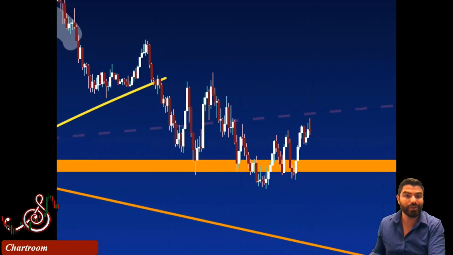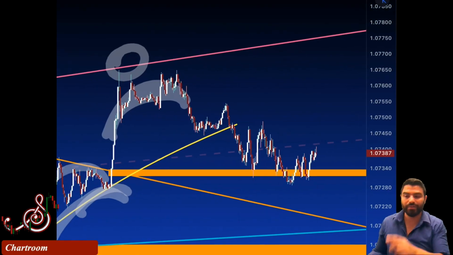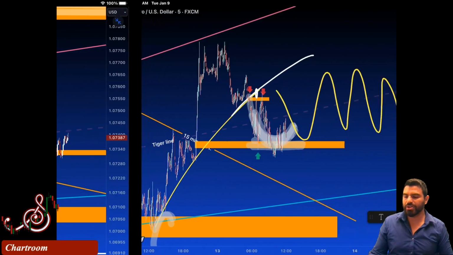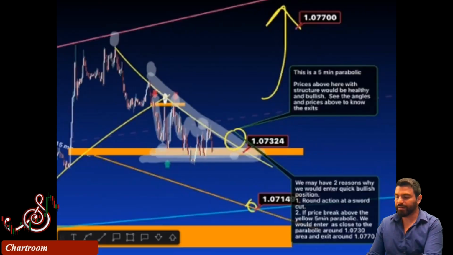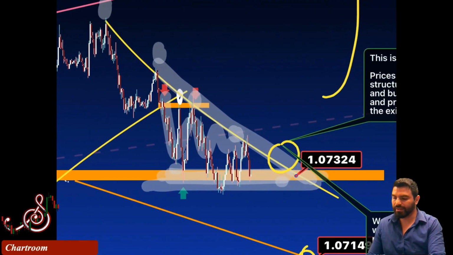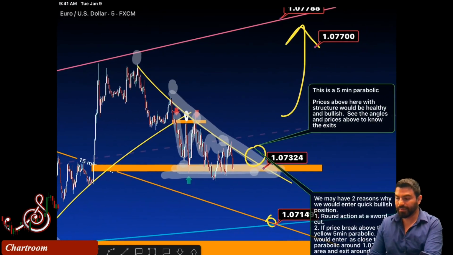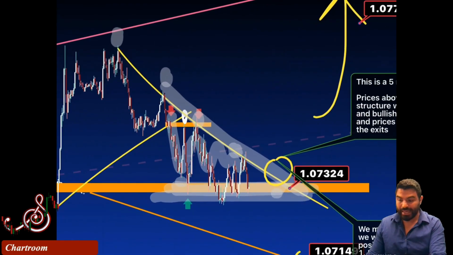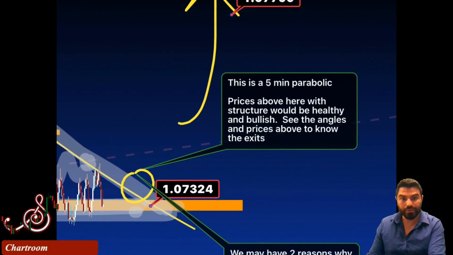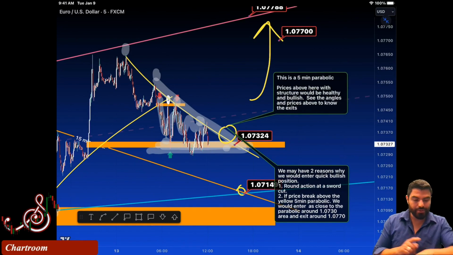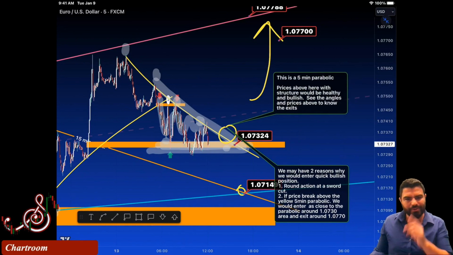If you want to enter at the sword cut, if you believe we're going up, but you need more confirmation, here's that confirmation. We drew it for you here. Again, 5 minute chart. That yellow parabolic right here on top on the 5 minute chart is going to be your confirmation when you enter into that territory. You only have a few minutes. Watch it happen today. Watch what happens.